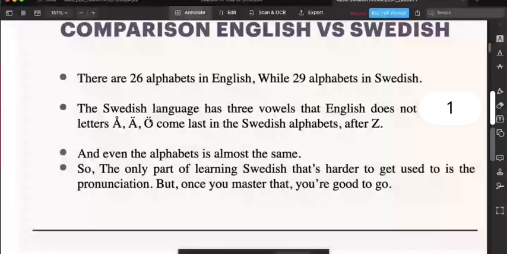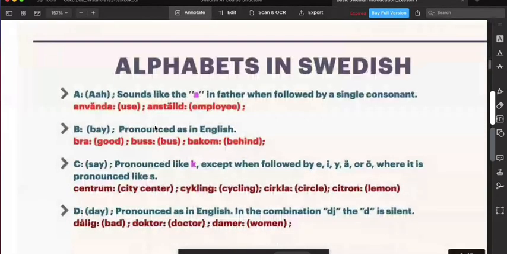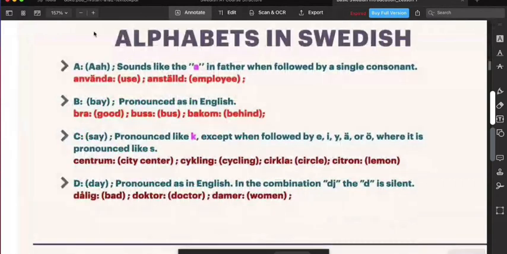Okay. So these are the three letters. First one is O. Second, I would say, is A, and third one is O. Okay, so these are three letters, and then we can start from the very first letter.